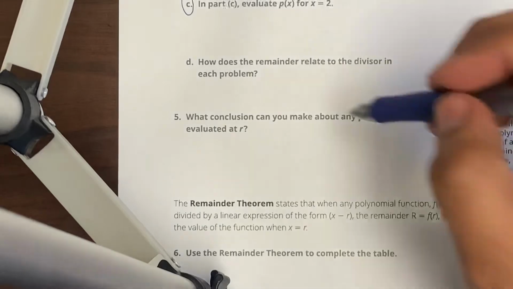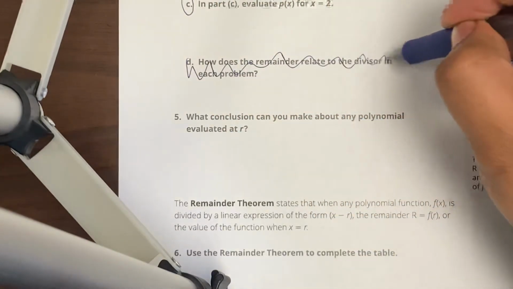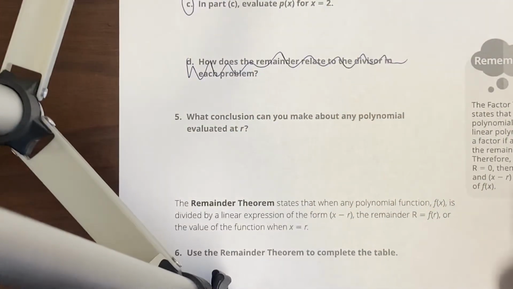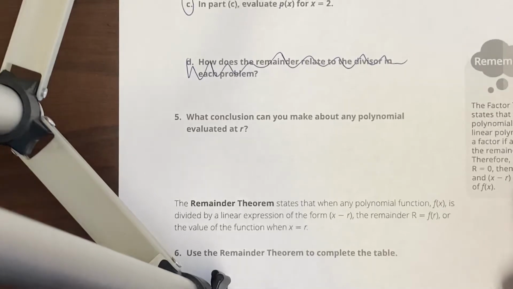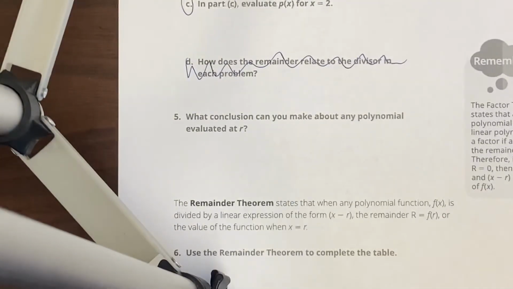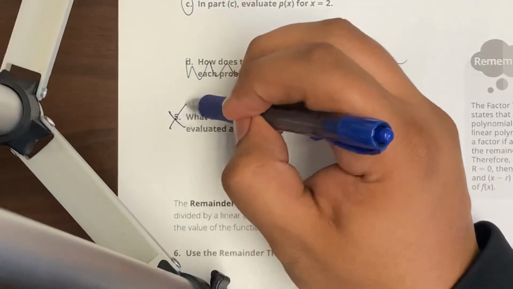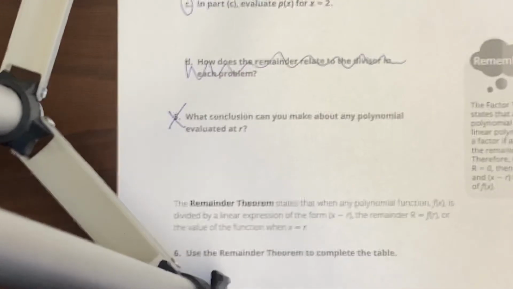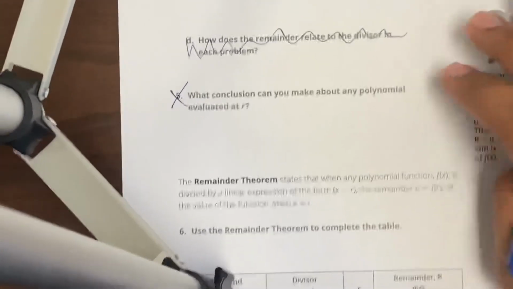Gonna skip these two also just because I don't want to make us cry yet. We're doing a great job. What conclusion can you make about the polynomial evaluated at R? Would basically be the remainder, but don't worry about it. Very, very detailed, especially when we don't want to consider this for star.